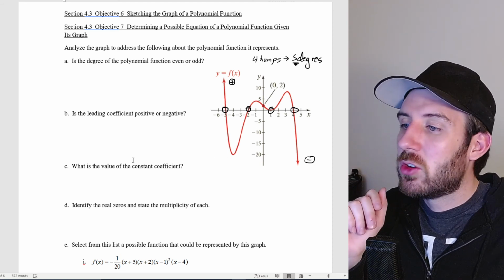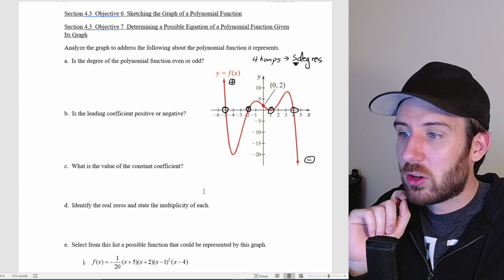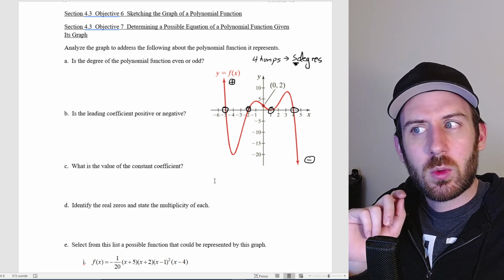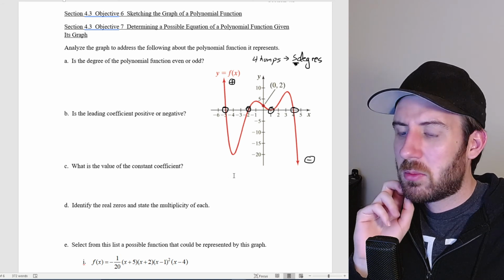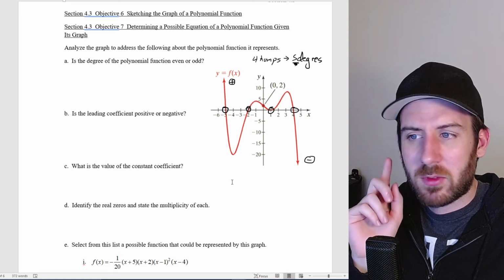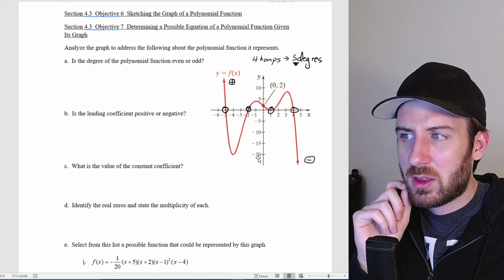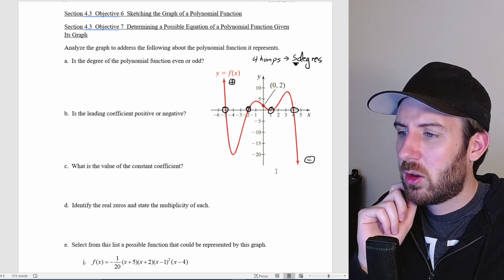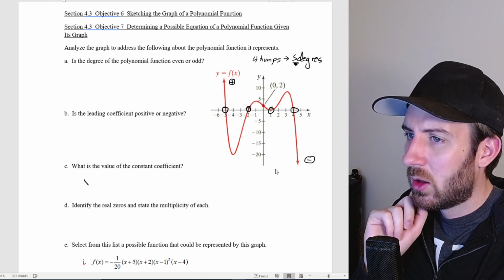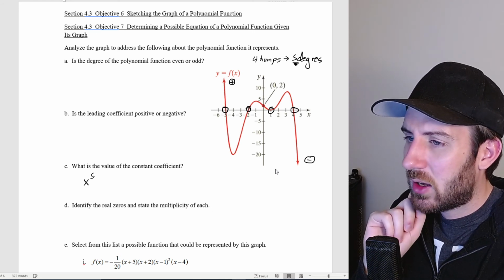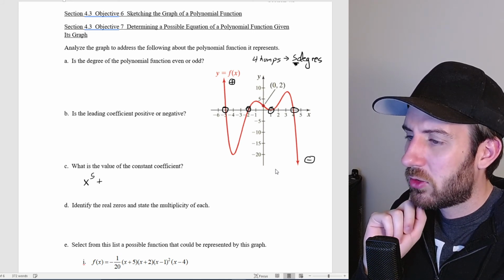All right, what is the value of the constant coefficient? That one's really interesting. In fact, we might have been able to add that into some of our stuff above, now that I'm thinking about it. Well, let's come up with an example. Let's do something like x to the 5th, and I wanted to put a constant on it, like x to the 5th plus 5.